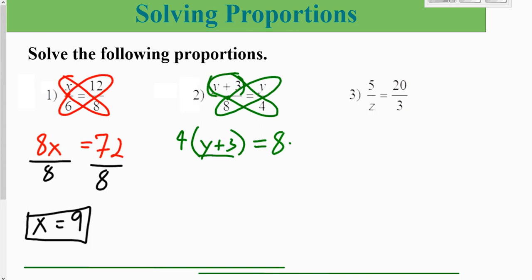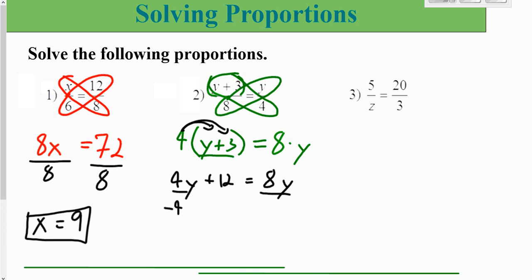8 times y. At this point, I'm going to recognize that this is just going to be a multiple step equation. So first I'm going to distribute the 4 to both of these, and I get 4y plus 12 equals 8y. Since I'm trying to get y by itself and I have some y's on the left, some y's on the right, I want to collect my like terms.